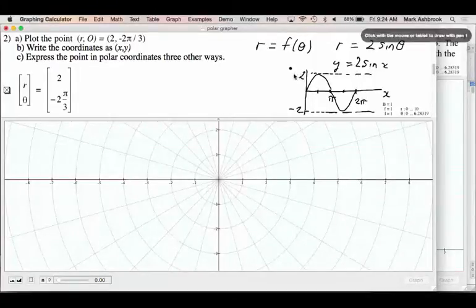That's the best sine curve I've drawn all day. I wasn't drawing sine curves this morning. That's the first sine curve I've drawn all day.